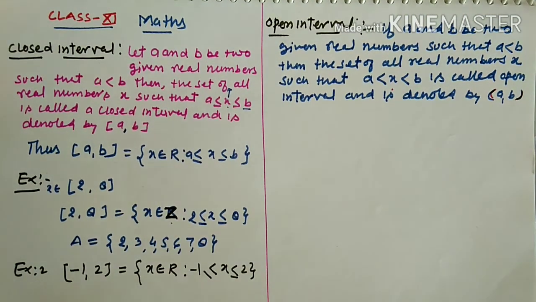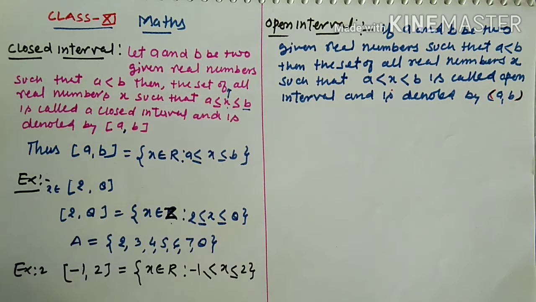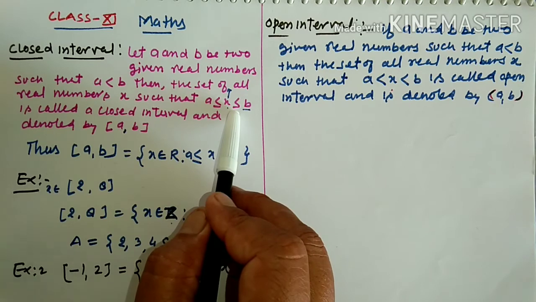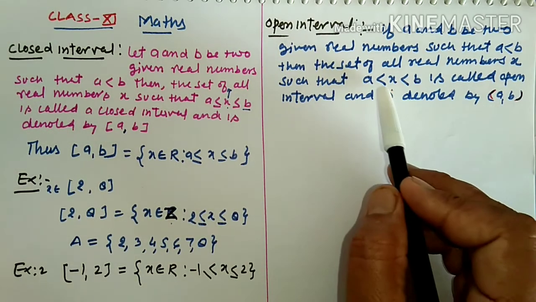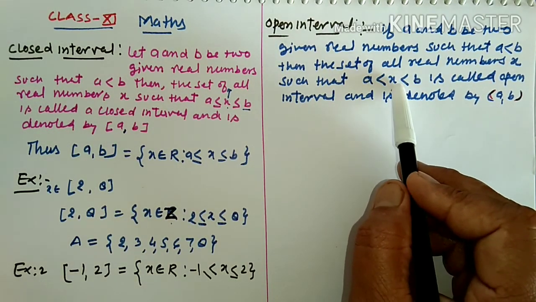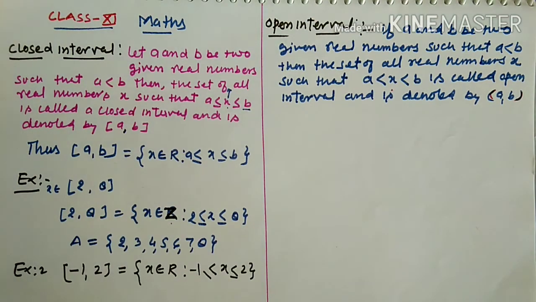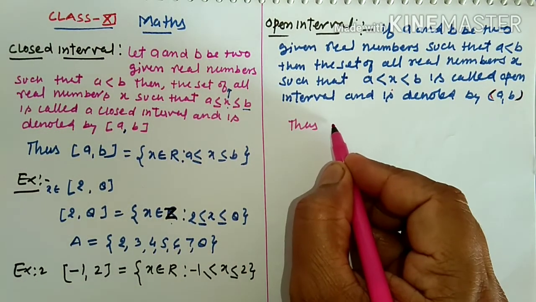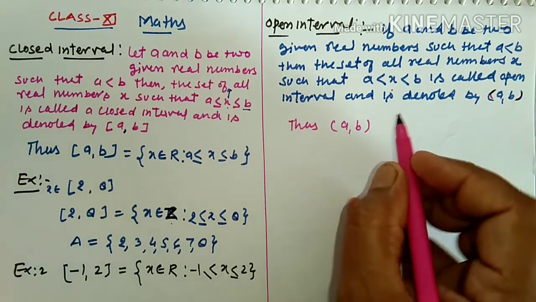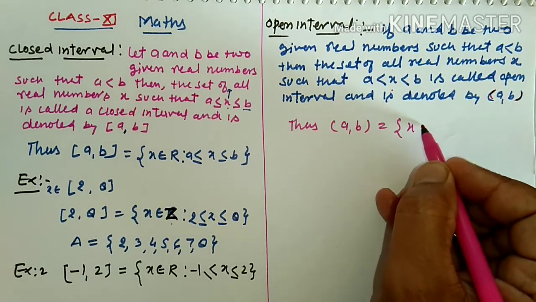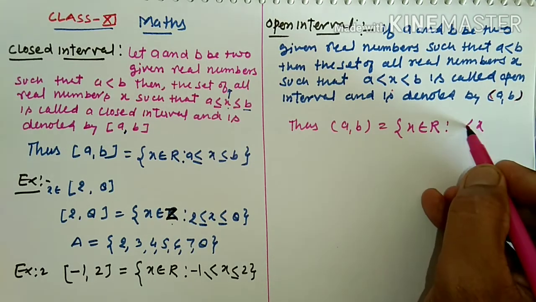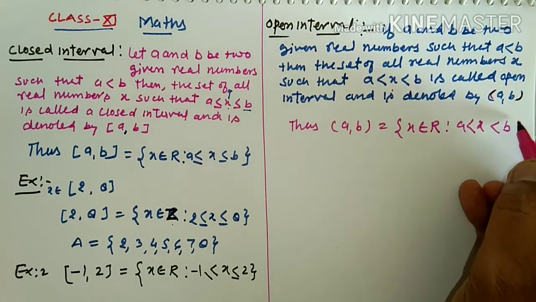In the first set we have equal, x is greater than or equal to and less than or equal to, but in this case only greater than, there is no equal sign. Thus we can write (a, b) as x belongs to the real numbers such that x is greater than a but less than b.